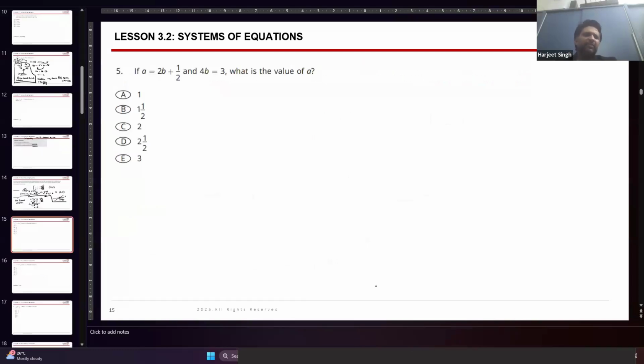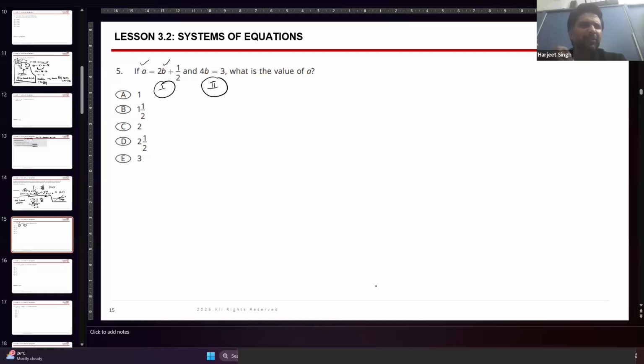All right. So some problems here. The first one is a equal to 2b plus half and 4b equal to 3. So what is the value of a? So two equations given, there are two variables, which means it's a system of equations. So how do we do this? So this is equation 1, this is equation 2.